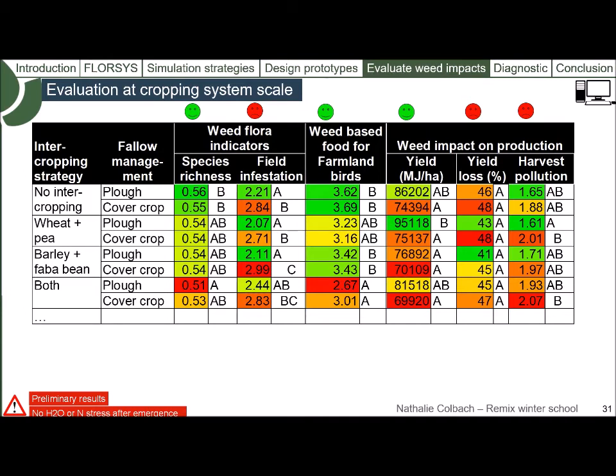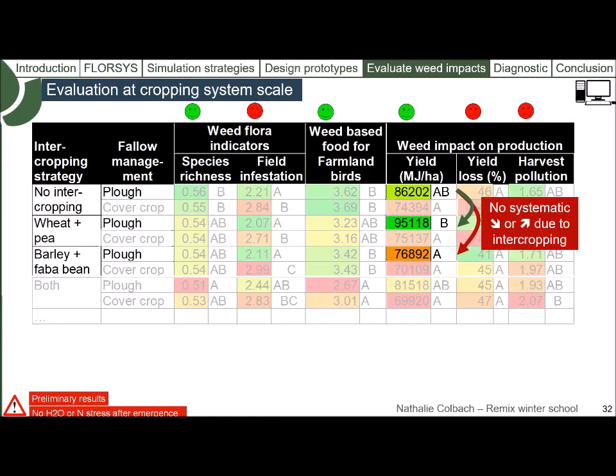What we also see is that management effects are often much more important than intercropping effects. If we look here at field infestation by weeds, the green arrows show that introducing intercropping only slightly decreased field infestation, whereas switching from mower plowing to cover crops during summer fallow considerably increased field infestation.